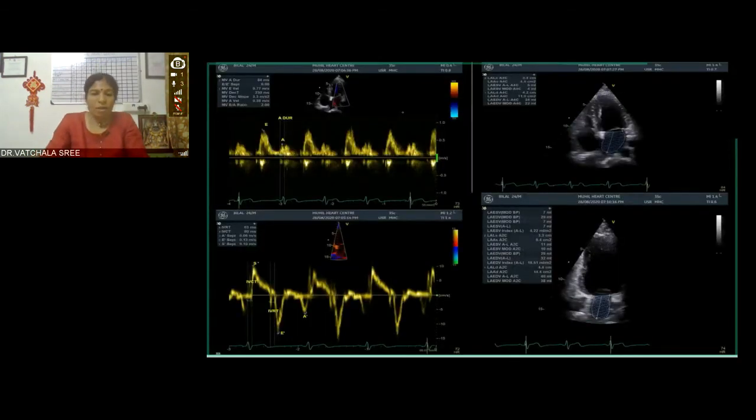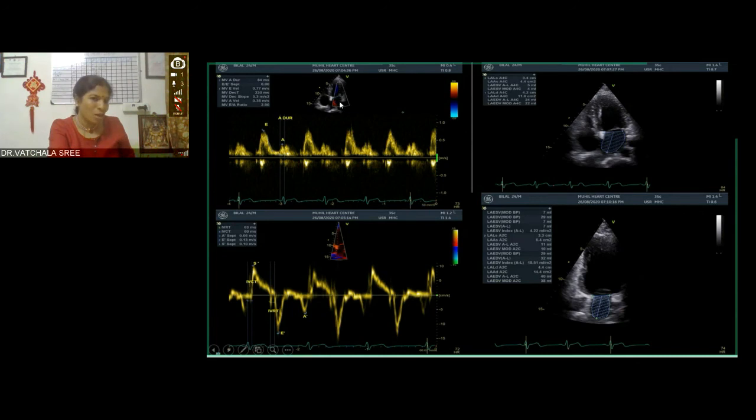See, actually, E by E prime is not something that we measure. I mean, we do measure, but the machine automatically calculates it for you. So the first step is getting your E value. For that, you need to have a pulsed wave Doppler put at the mitral inflow. The view you want to take is an apical 4-chamber view. So get a proper apical 4-chamber view.